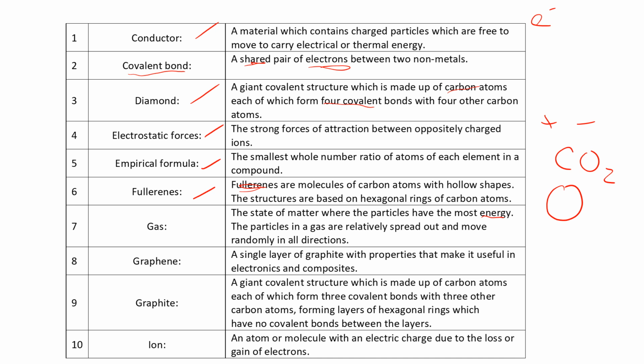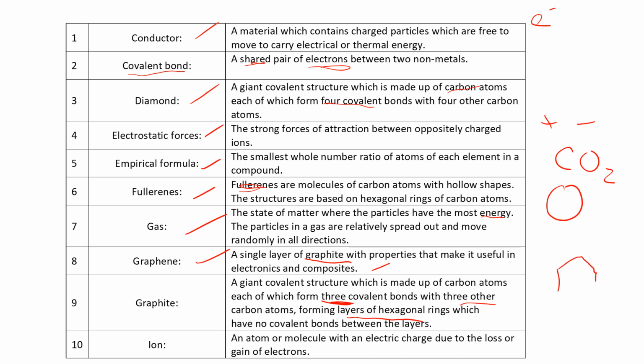The particles in a gas are relatively spread out. A single layer of graphite with properties that make it useful in electronics. So that is graphene. A giant covalent structure made up of carbon atoms where each forms 3 covalent bonds, not like diamond with 4, with 3 other carbon atoms. That then makes your hexagons.